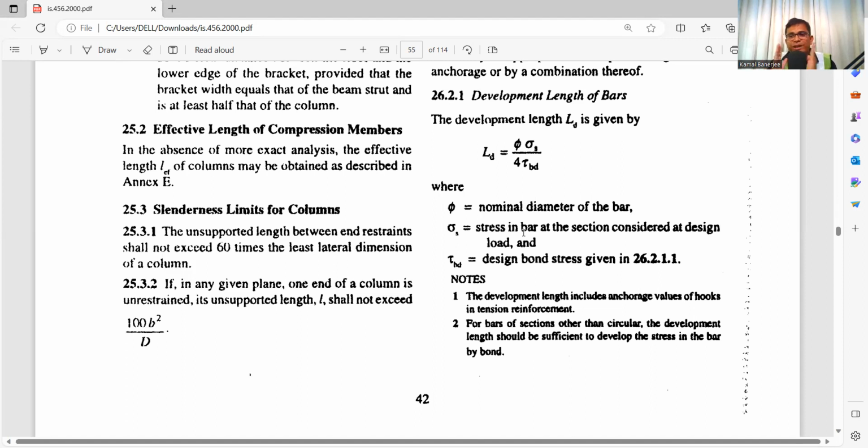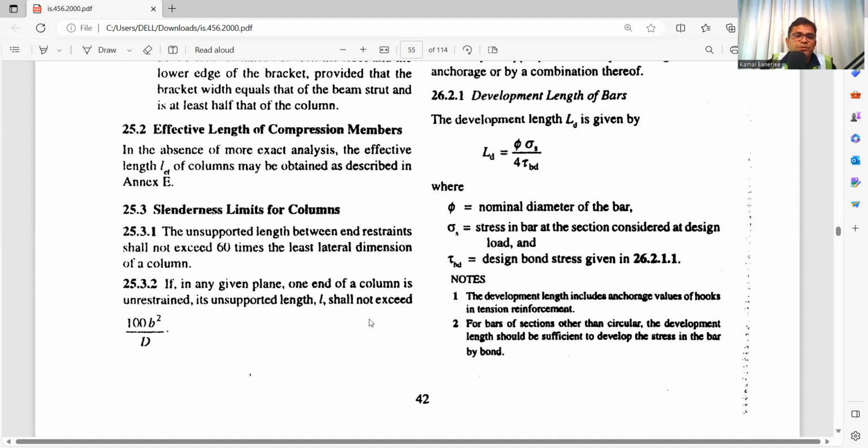That means if we are using 415 bar, the sigma s will be 415. And if you are using 550, then the sigma s will be 550. Now, this tau BD is the design bond stress given in 26.2.5. This is the design bond strength. And how can you calculate the design bond strength?